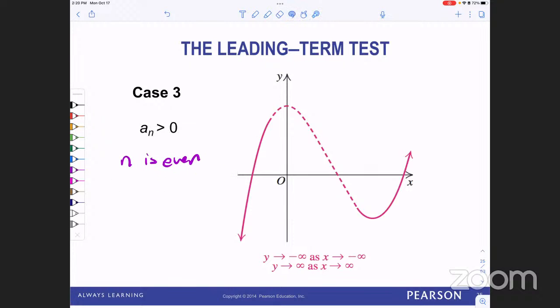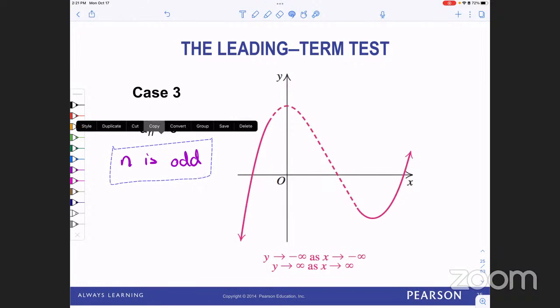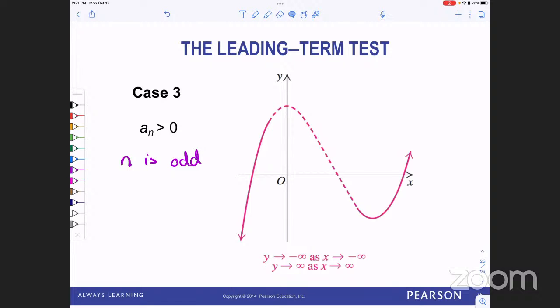So we did that, now we want to consider when n is odd. So a positive leading coefficient means we go up to the right. If the degree of the polynomial is odd, that means the other side does the opposite, so we're going to go down to the left.